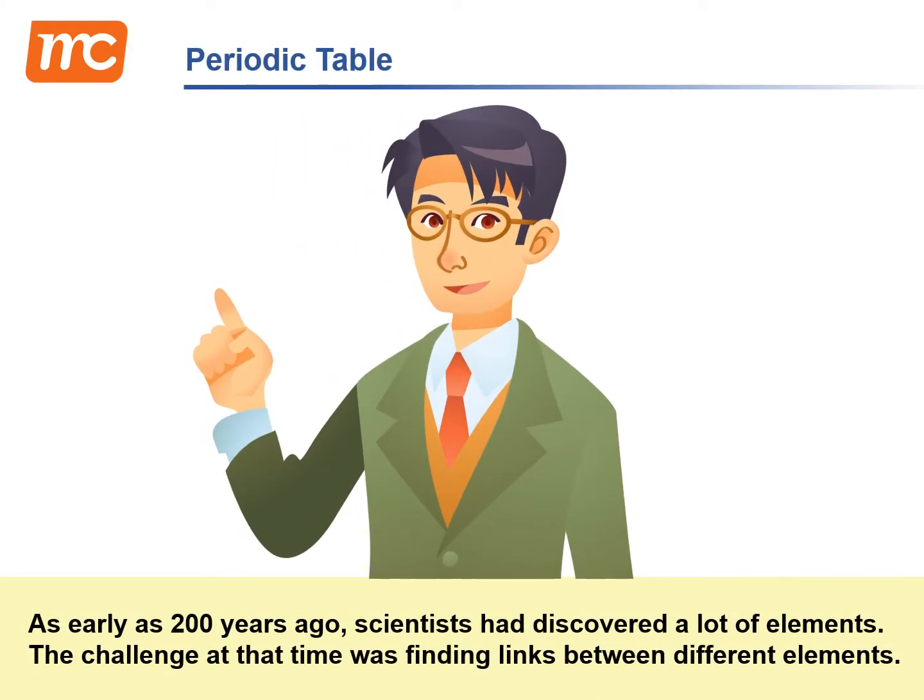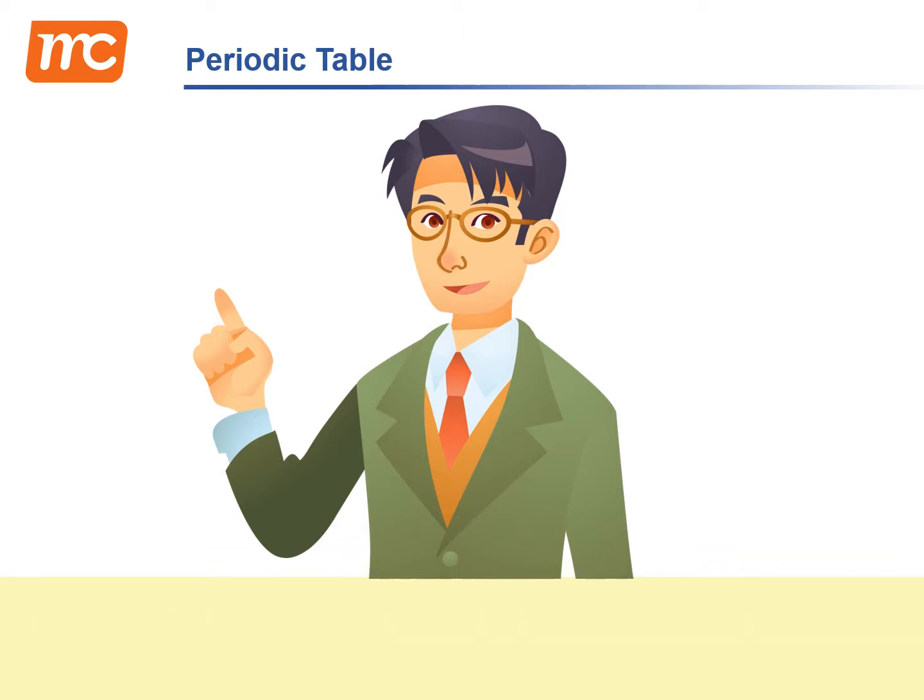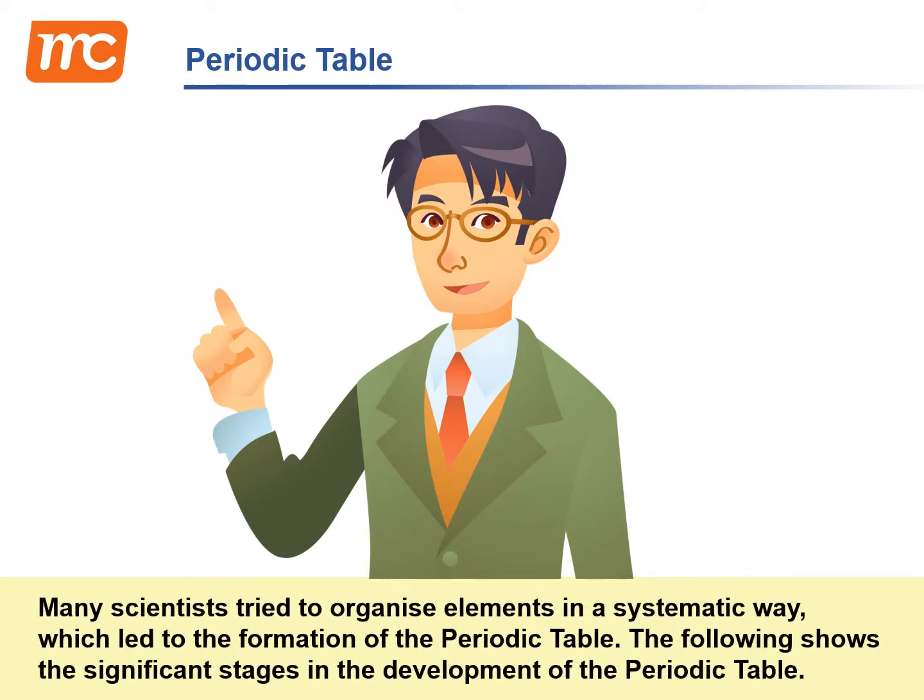As early as 200 years ago, scientists had discovered a lot of elements. The challenge at that time was finding links between different elements. Many scientists tried to organize elements in a systematic way, which led to the formation of the periodic table. The following shows the significant stages in the development of the periodic table.